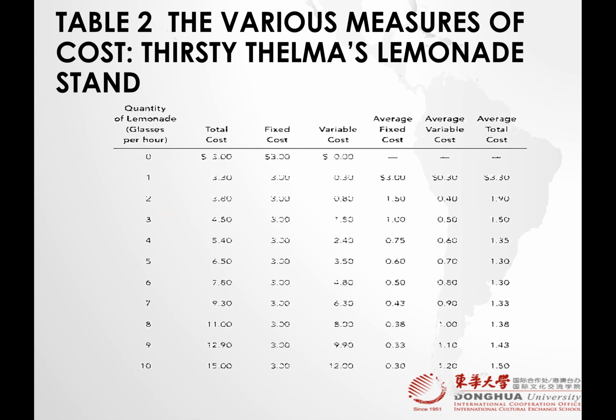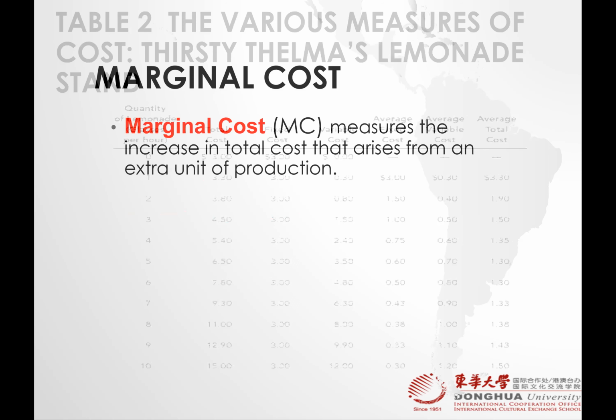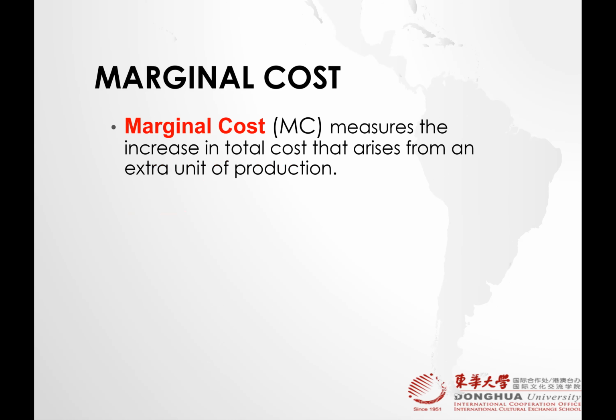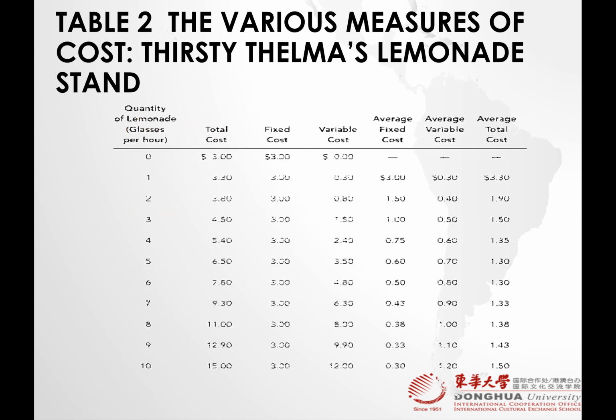You see this one? We have an example of Thelma's laminate stand. We see here the fixed cost, the total cost, variable cost, and you see the three columns of average cost. So how is this average fixed cost calculated? What is the formula for average fixed cost?